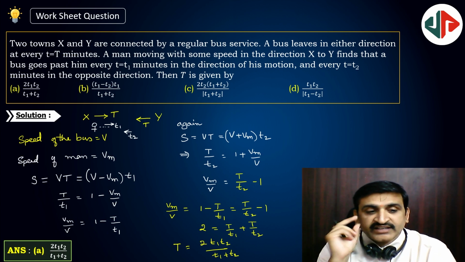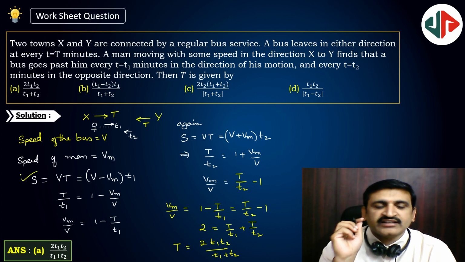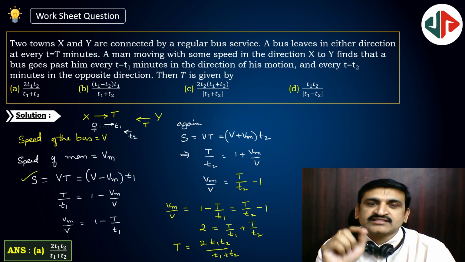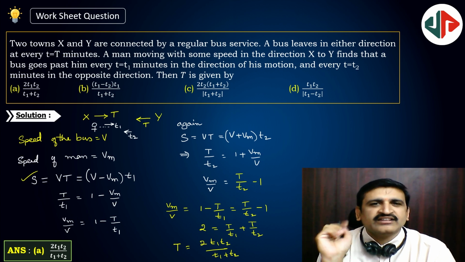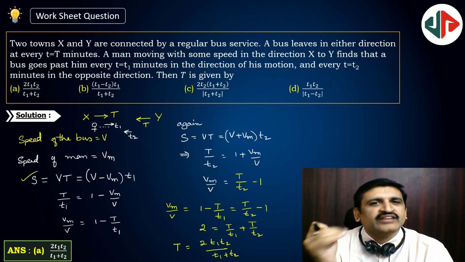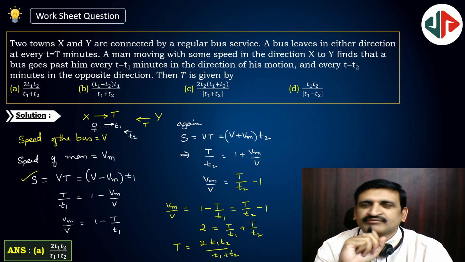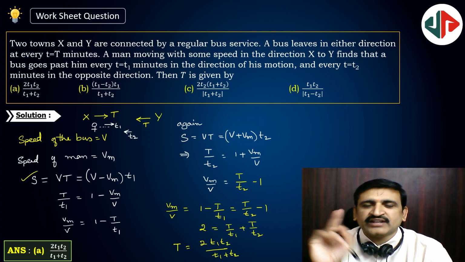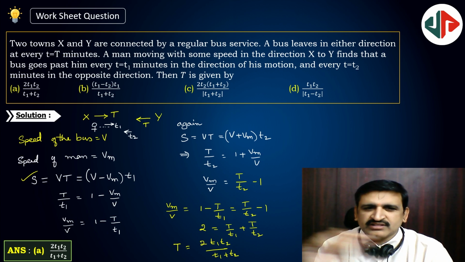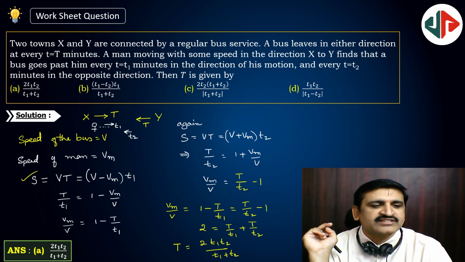Let me tell once again, the important point here is this: the distance covered by the bus during time T is equal to the distance covered by the man in view of relative velocity during an interval t1 for the first bus, X to Y, and for the Y to X buses during the interval t2. That is the logic here. So, one logic based question. Excellent question. Next we will see another question.